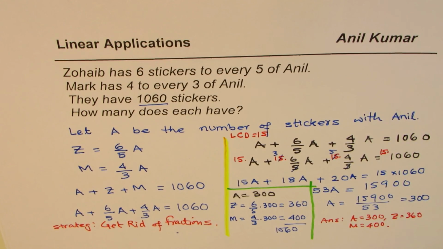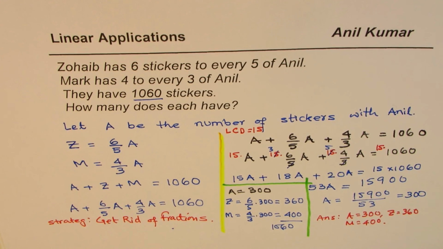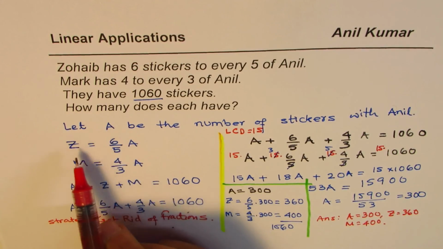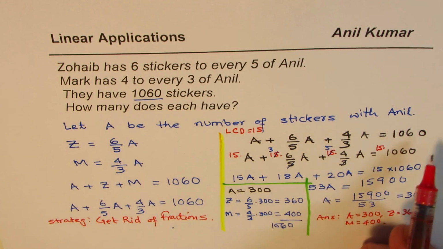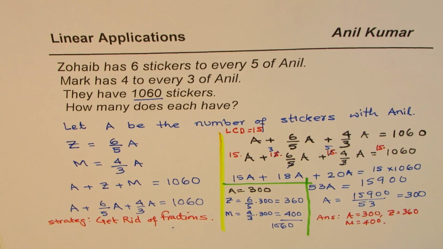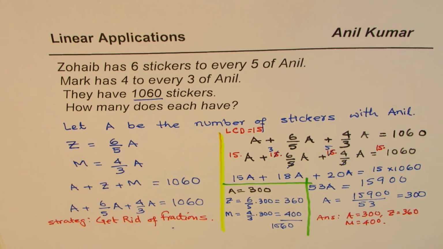So I hope these steps help you to understand the question, write down the equations after defining the variables. I should have also written let A, Z, M be the number of stickers with Anil, Zohaib and Mark, but I kind of didn't write it. Okay, that's fine, but you should in your test. And then translate each statement into equations. You should actually get one equation with one variable to solve, which we get by substitution. Do you see that? And I hope that helps.